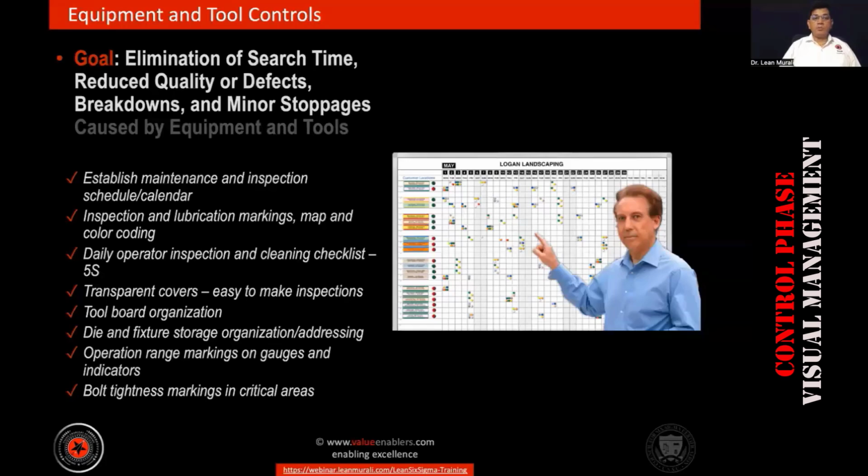So this is equipment and tooling controls. If equipment and tooling controls is clear, please give me 9 or 10 on a scale of 1 to 10 if it is super clear. Okay, fine. Fantastic.